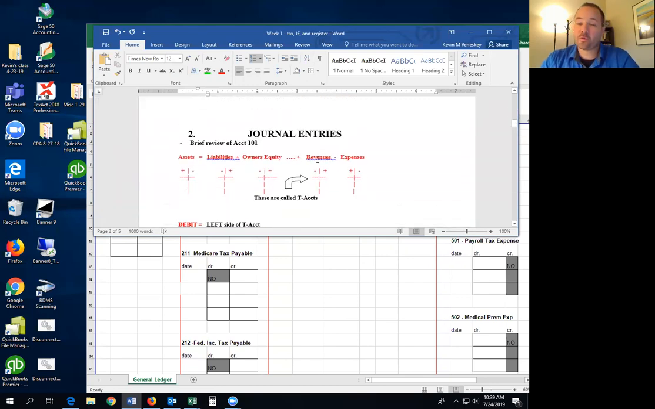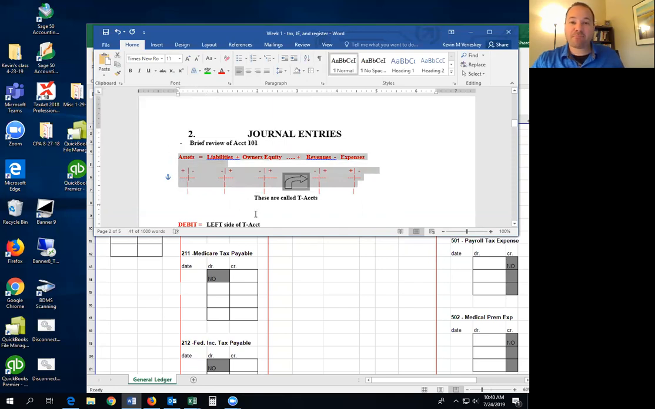Okay, just a real quick review. Most who will be taking this class have had Accounting 101, and it is really helpful if you have. But I'm going to take just the next 5 minutes or so and briefly go through journal entries and T accounts, and then we're going to do an example of a payroll journal entry and see how it actually looks. All right, so when you look at T accounts, I've got them pulled up here.